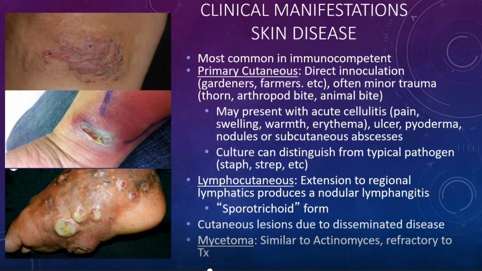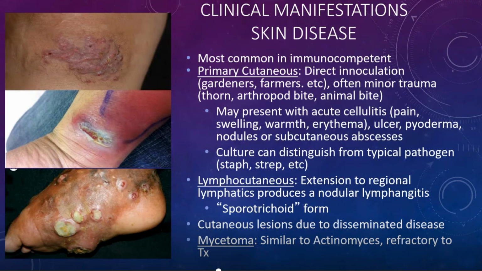The presenting symptoms of this can resemble an acute cellulitis. You can have an ulcer, pyoderma, or subcutaneous abscesses. These patients may stain culture negative for routine cultures and have a relatively poor response to short-term antibiotics. Lymphocutaneous disease can also occur in a sporotrichoid form, similar to other causes of nodular lymphangitis. And you can have cutaneous lesions also due to disseminated disease. What we see here on the bottom left of the slide is mycetoma foot, which is similar to that seen with actinomyces and can be refractory to treatment.